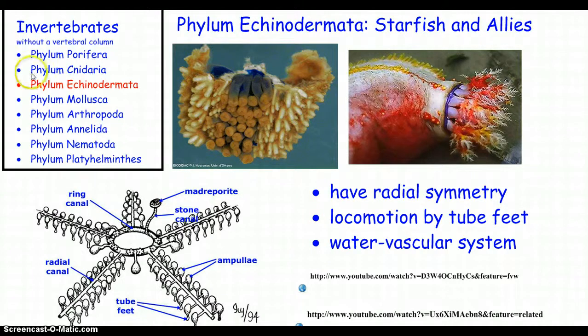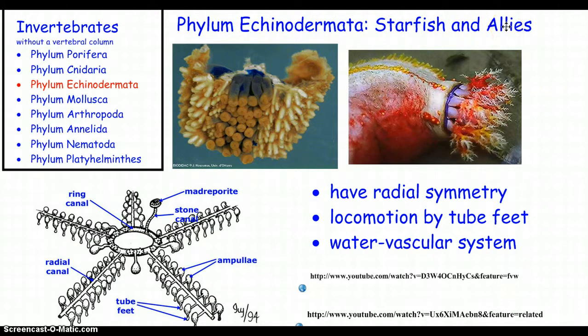All right, so we're jumping back up to the echinoderms, phylum Echinodermata. Even though I'm going to be going quickly through the slides, I'm going to try to talk about each point, but you are expected to know the information that I don't skip over. Phylum Echinodermata, these are the starfish and their allies.